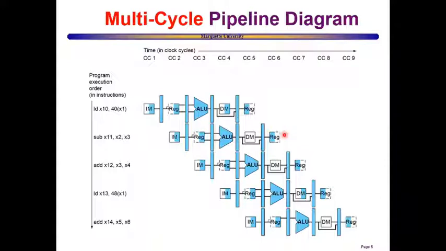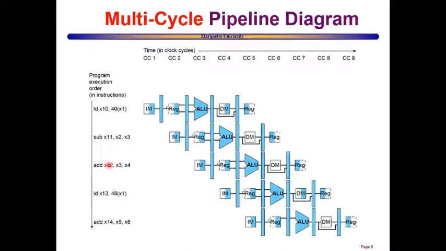To illustrate that across multiple clock cycles, we usually use this type of diagram where the x-axis shows time measured in clock cycles, and the y-axis shows the instructions that are fetched and executed one after another. This diagram is very helpful in illustrating how instructions undergo different steps through the pipeline.